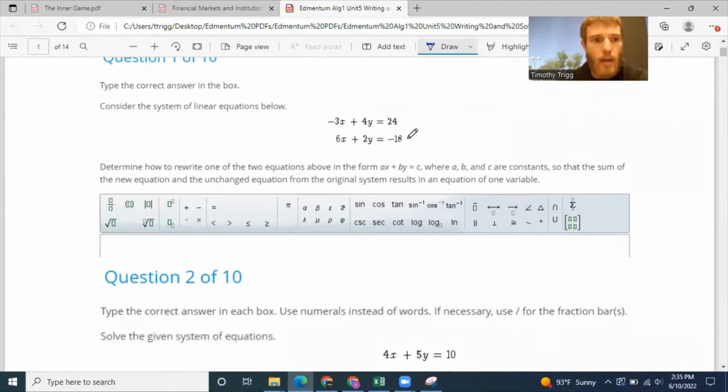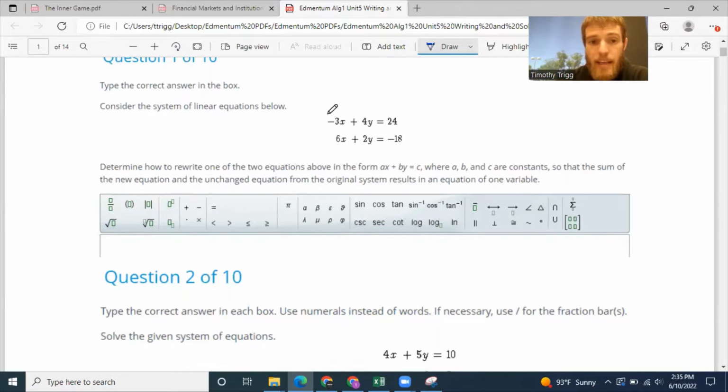And let's go ahead and try the elimination here. Determine how to rewrite one of the two equations above in the form ax plus by equals c, where a, b, and c are constants, so that the sum of the new equation and the unchanged equation from the original system results in an equation of one variable. Okay. So let's see here. Well, one thing we can do, let's say I want to eliminate the x's.